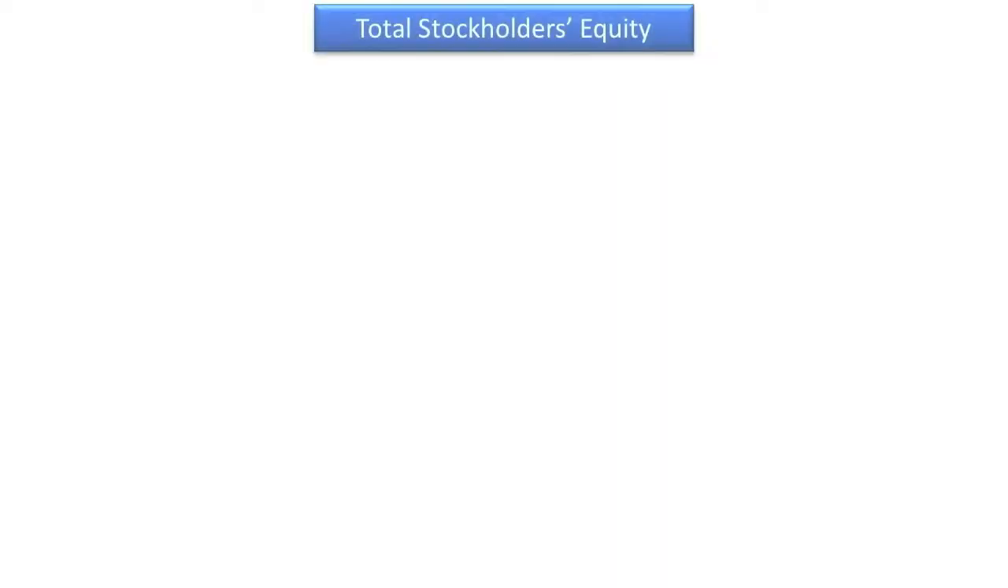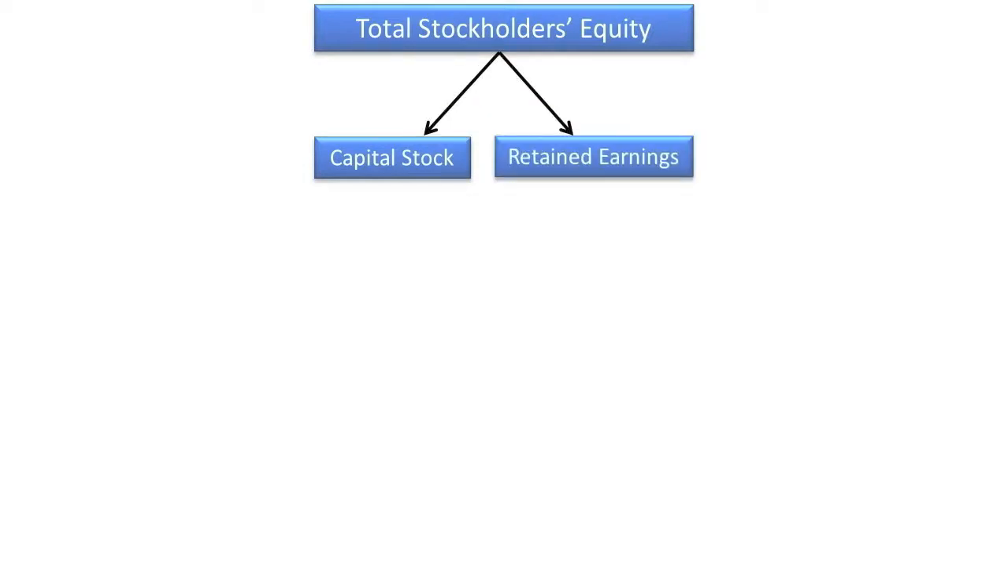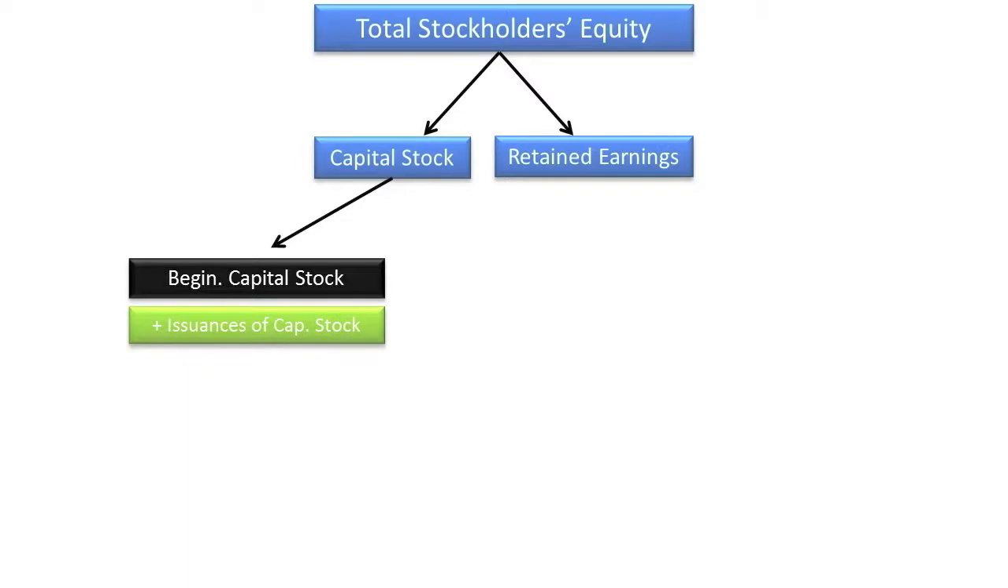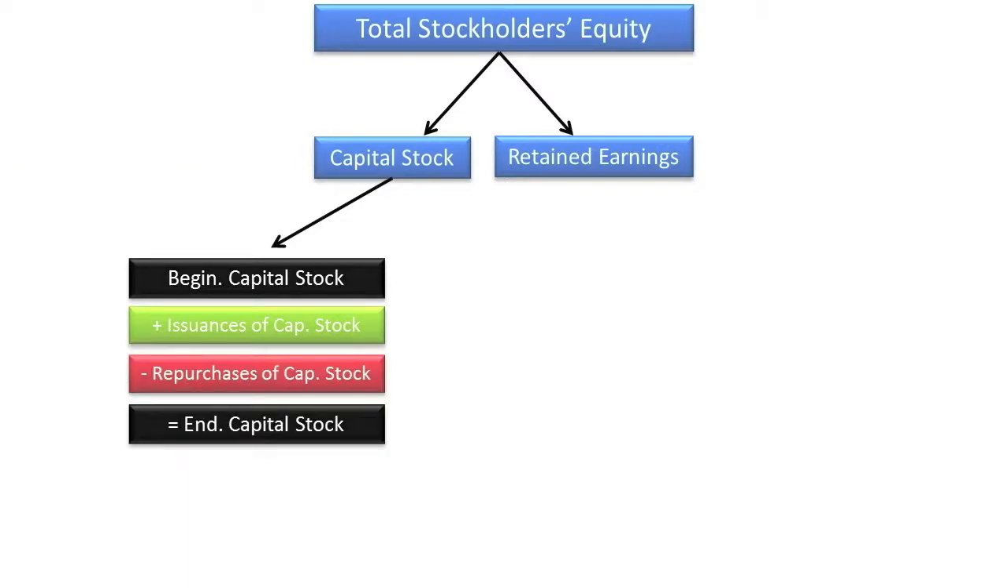In general, stockholders' equity has two primary accounts, capital stock and retained earnings. Although there are other factors that can influence these accounts, the basic equations we will discuss in this course are as follows. Beginning capital stock plus issuances of capital stock minus repurchases of capital stock equals ending capital stock.